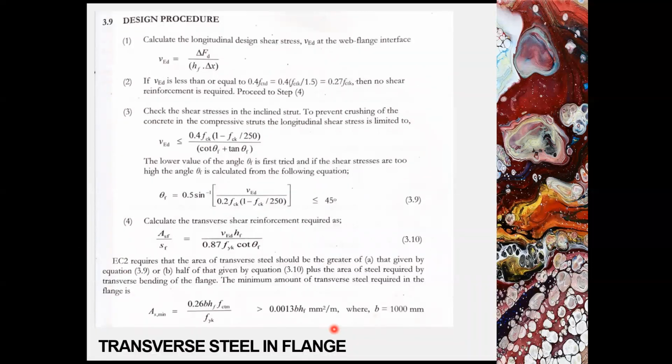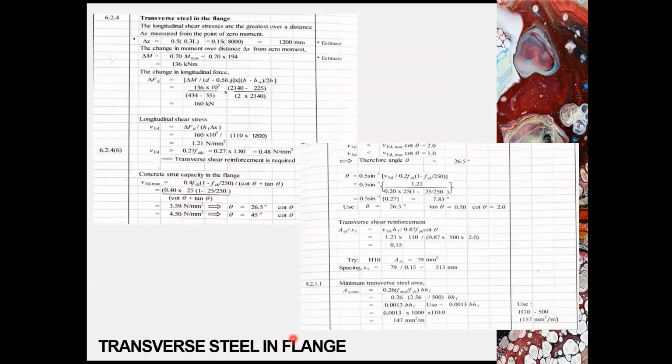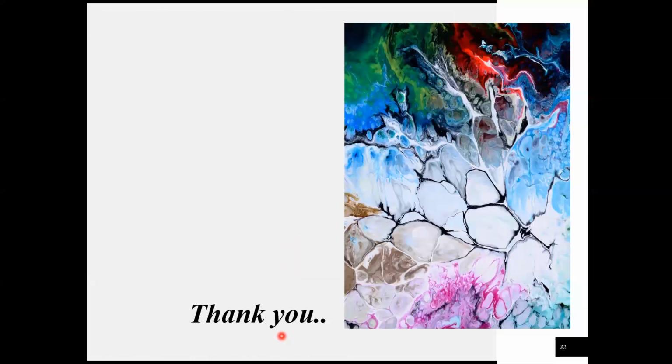This is the design procedure for determining the sufficient transverse steel in flange. This is necessary to check the possibility of failure by excessive compressive stresses in the struts and to provide sufficient steel to prevent the tensile failure in the ties. This is a sample of the calculation. Now I end my video on shear design for RC beam. See you in my next video.